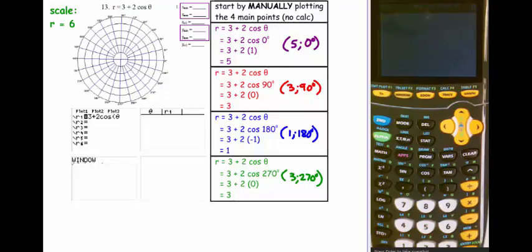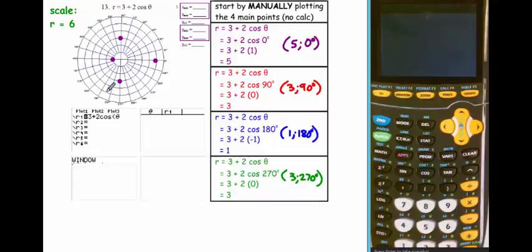And then we can go ahead and plot each point. So I'm going to plot my first point at 5, 0. Then I'm going to go up to 90 degrees. I'm going out 3, 1, and then 3 again.